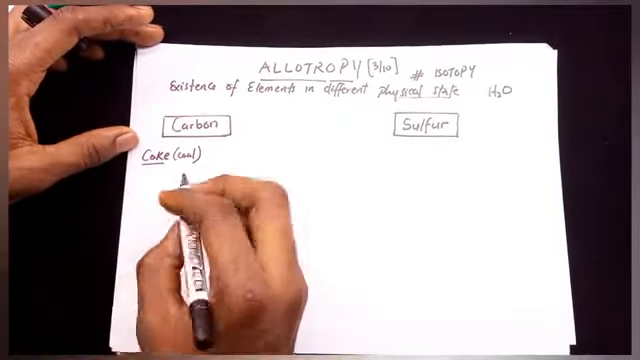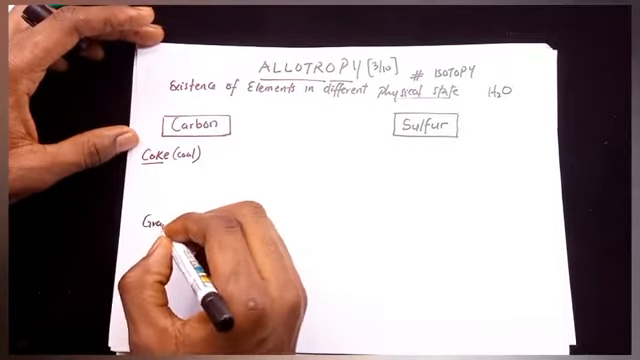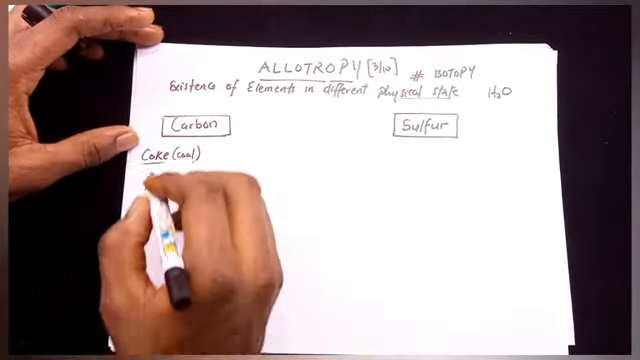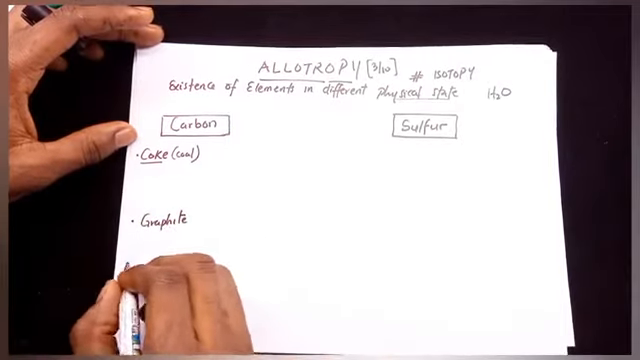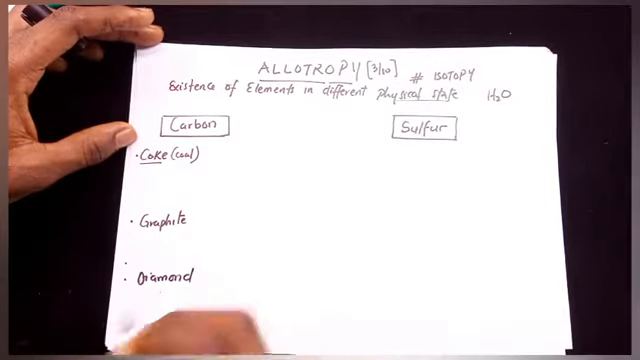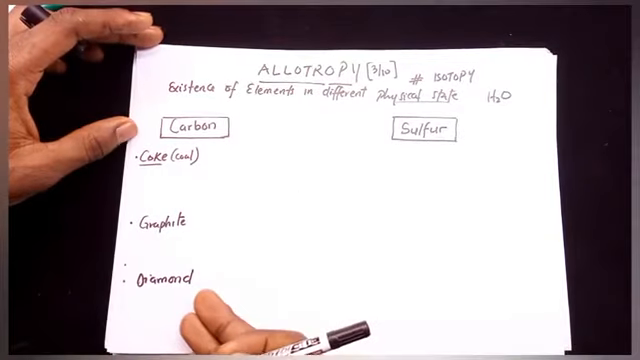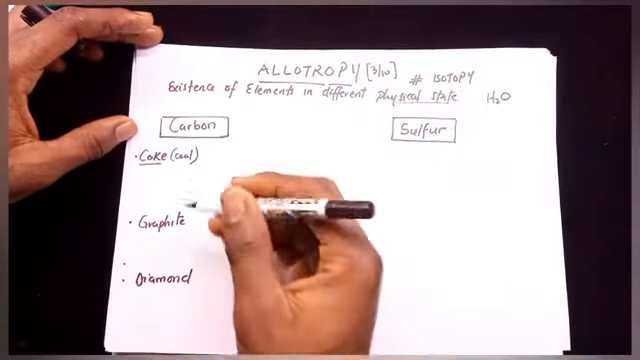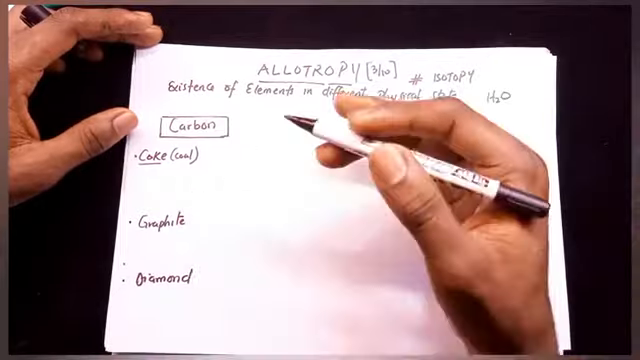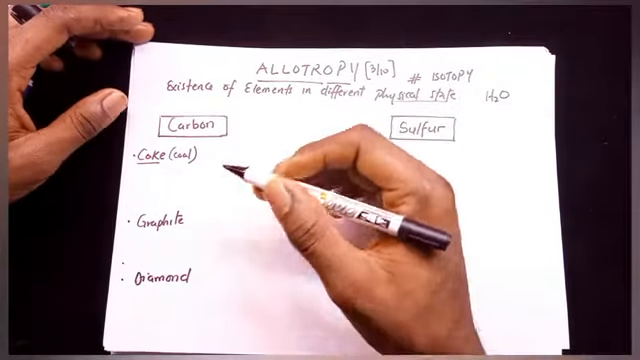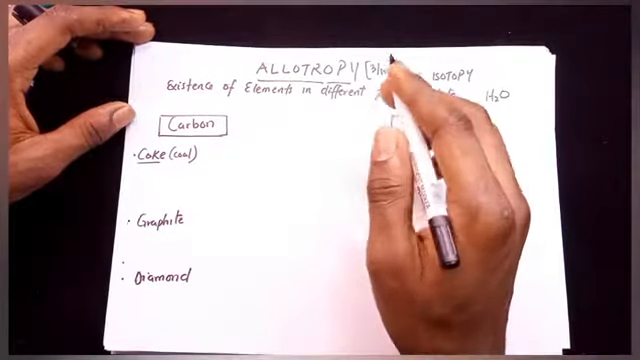The next one we're going to be looking at is graphite. The next one after graphite is diamond. So these are all allotropes of carbon. The reason why they exist in different physical states is because the arrangement of the atoms in the structure of these elements is different.